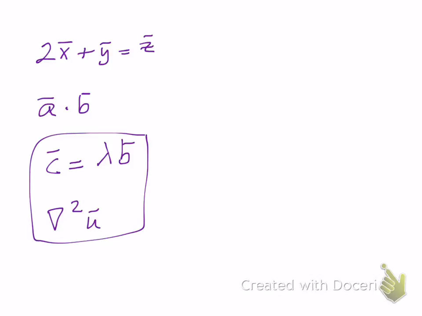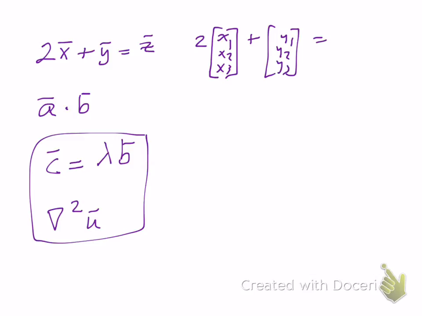So what did you guys come up with? The 2 stays. All right, that's a good start. Well, did you write it out like this? X1, X2, X3, and then Y1, Y2, Y3, Z1, Z2, Z3. So you got that far, right? Because that's the old way.